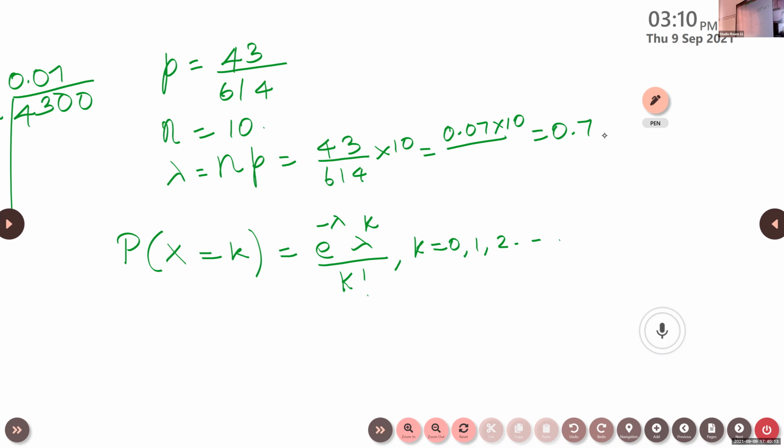Lambda value is 0.7. So when you substitute it, e raised to minus 0.7, lambda raised to k by k factorial. P of x equal to k is this formula. Now what is given? What are we asked to find? We want to find the probability that there is no error at all. There is no error means what do you have to find? What is the value of k?